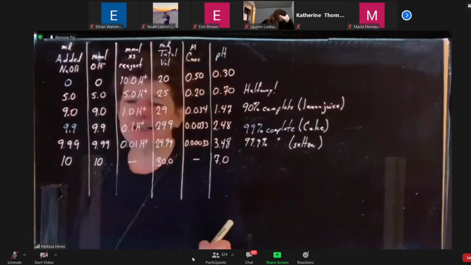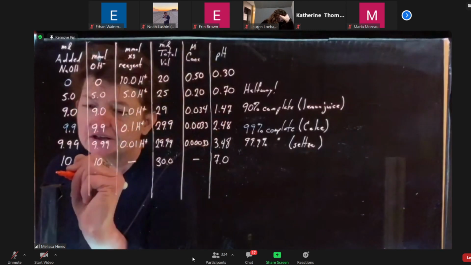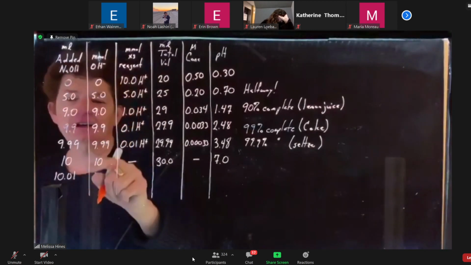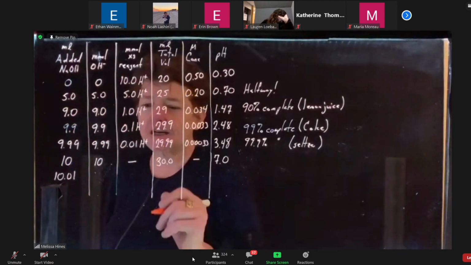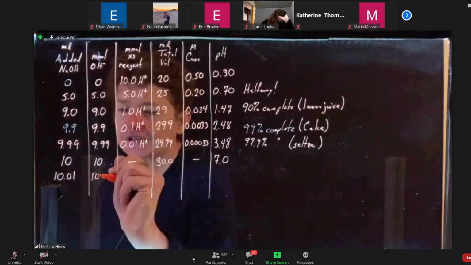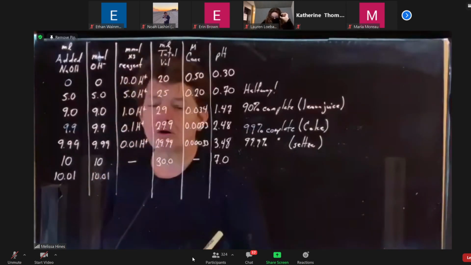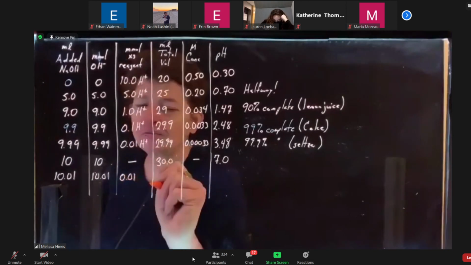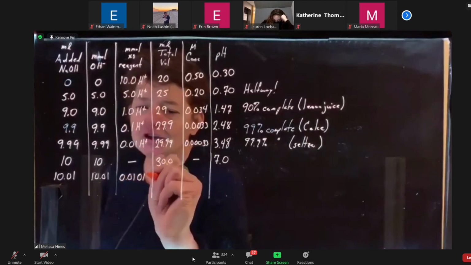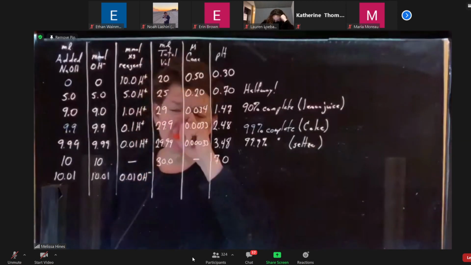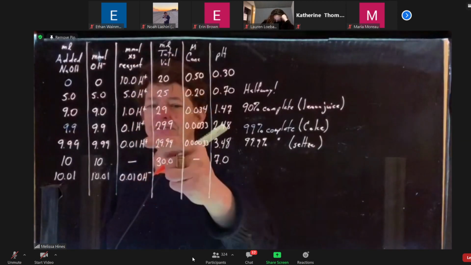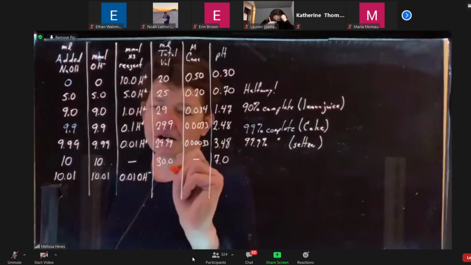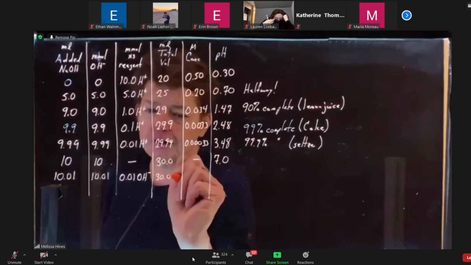Let's go just a tid past. So let's just go to 10.01, okay? So this is the equivalent of the 9.99, but on the other side. So now we have 10.01 millimoles of OH minus added. So we have 0.01 millimoles of OH minus in excess. So see here, we flip from being H plus in excess to OH minus in excess. Our new total volume is 30.01.